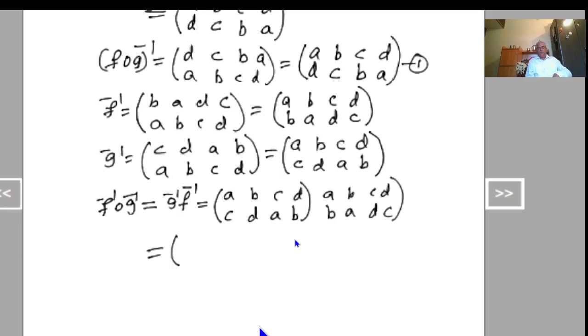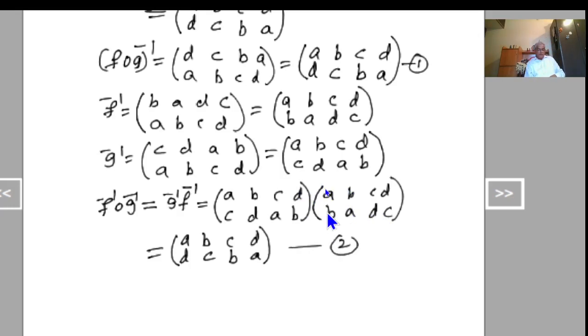Now this is equal to A to C, C to D means AD. Then B to D, D to C, that is BC. C to A, A to B, that is CB. D to B, B to A, that is DA. So this is our F inverse composition G inverse.